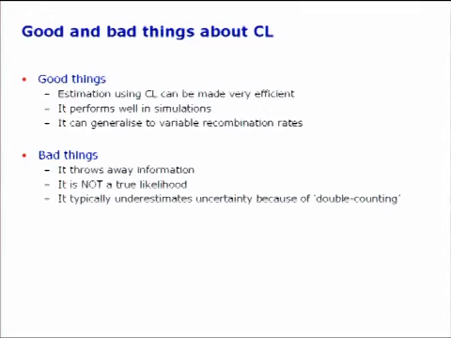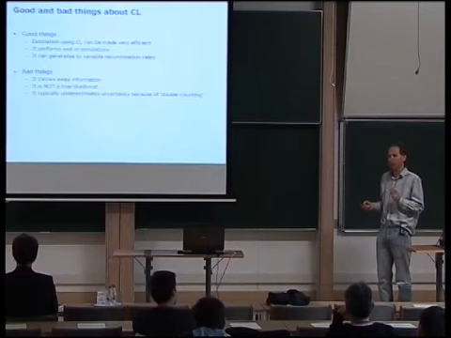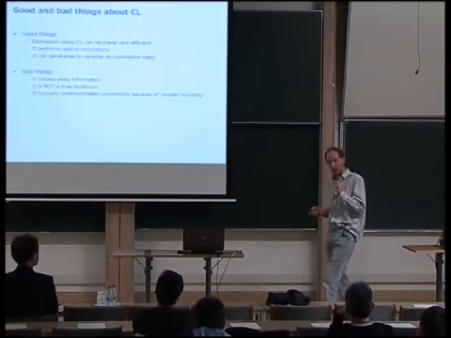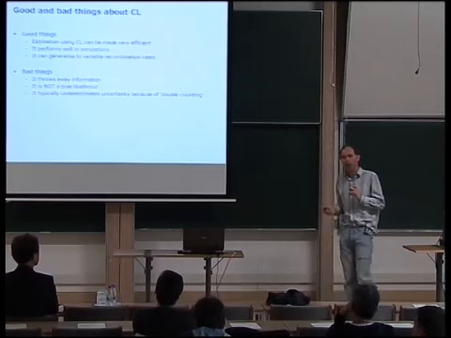A worse thing is that it's actually not a true likelihood. It's just a function which I'm maximizing. And specifically, it typically underestimates the uncertainty, or it's overconfident essentially, because of this double counting. Now, I'll say a few words about this later. This is bad, but it's maybe not as bad as you might first think, because you can actually bound how bad that is going to be. And so you can actually try to correct for this double counting in certain places.